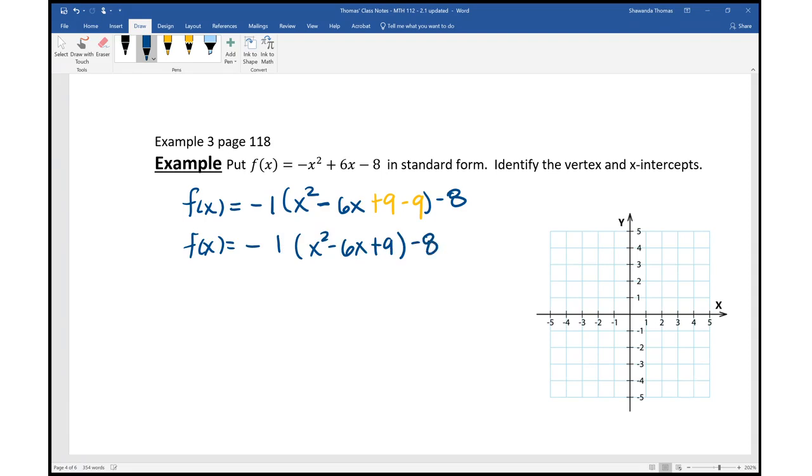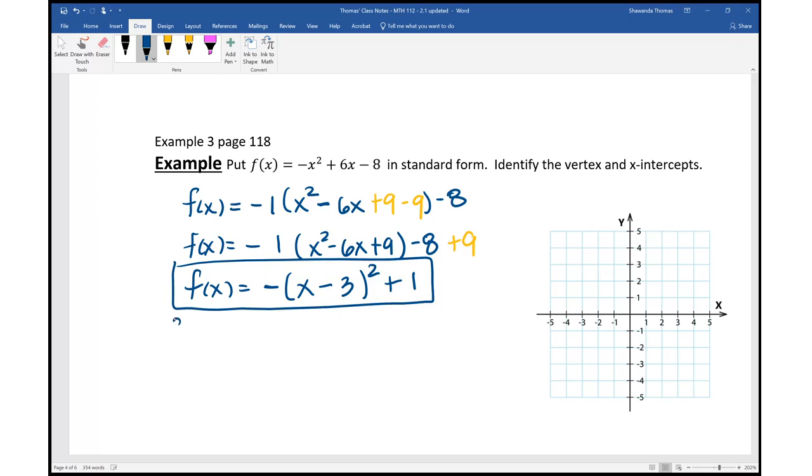But I need to take something out, right? So we need to take out this negative 1 times this negative 9. We've got to multiply those two. When we multiply that, we get positive 9 actually. So f of x equals, let's keep that negative. We don't necessarily keep the 1. All right, let's go ahead and factor that. That's going to be plus 1 on the outside. So that's x minus 3 squared. So this is the standard form.